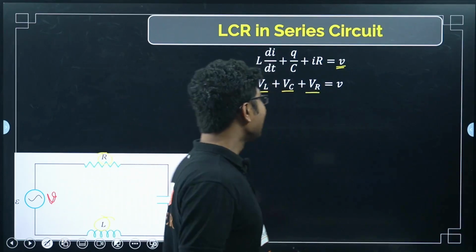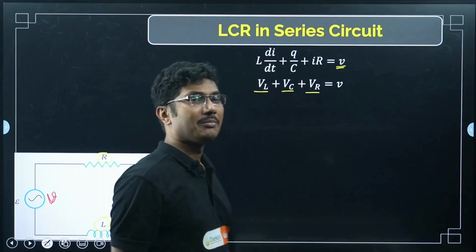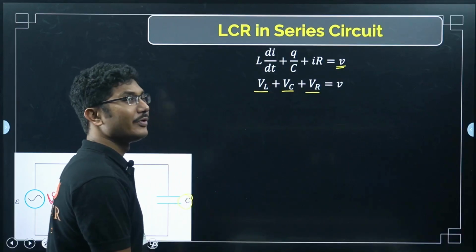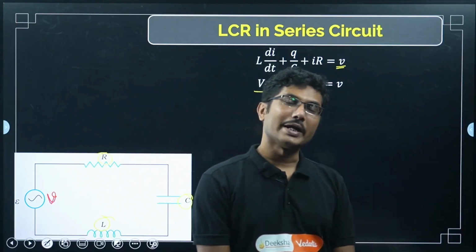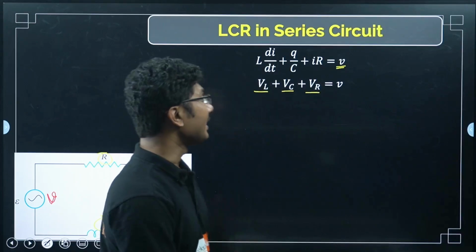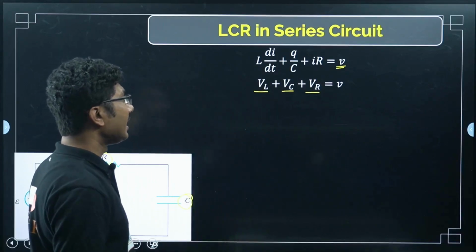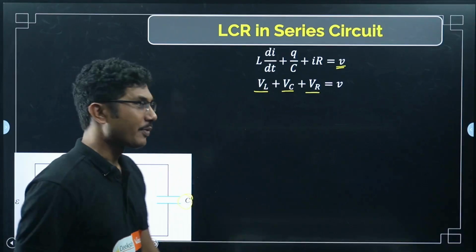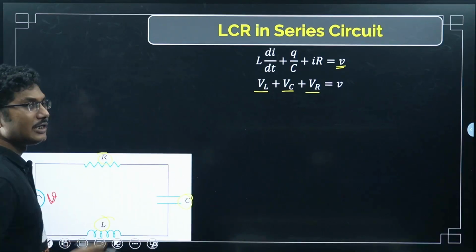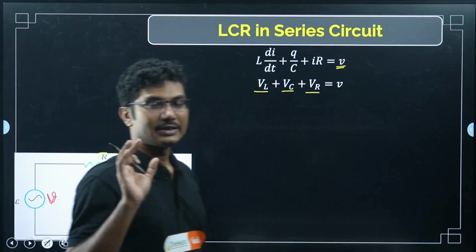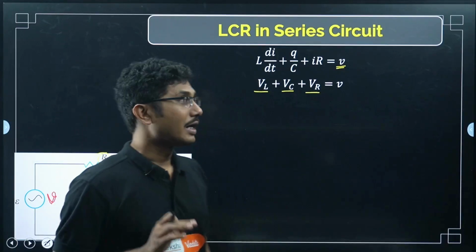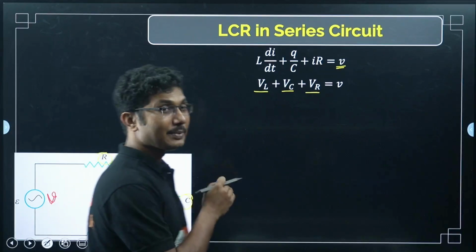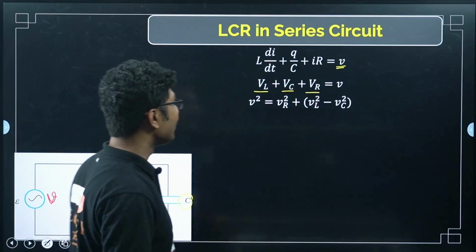Now some of these terms may come out to be negative, but we are not considering sign here. When we add the values, that will automatically give us the sign, so don't worry about sign in this expression. You just need to know that if you add the potential drop across each component, you should get the applied voltage. That is Kirchhoff's voltage rule, KVL, right? According to Kirchhoff's voltage rule, this is still applicable in this case even though we are using AC.